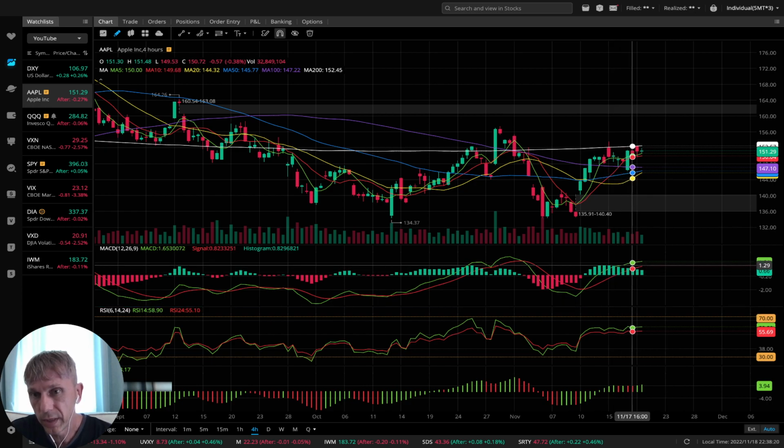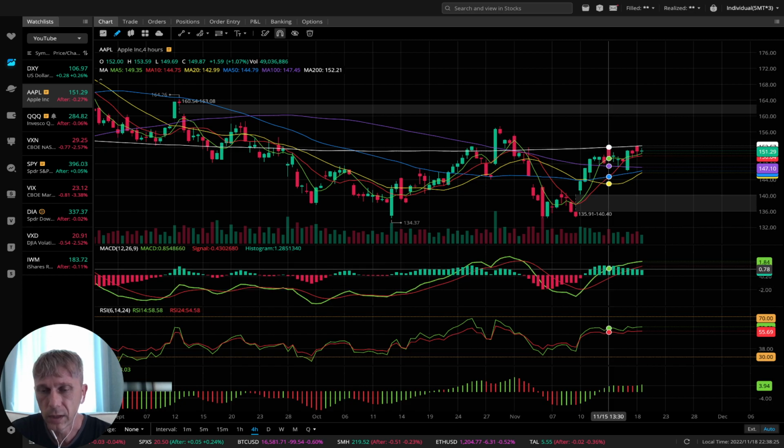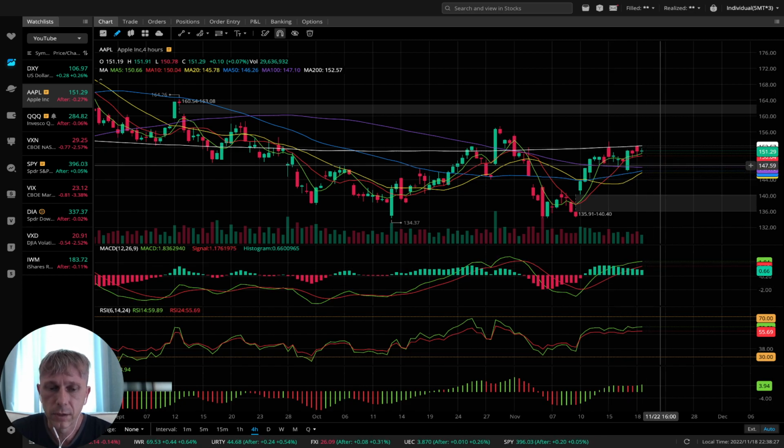Still bullish, but there is a bearish divergence on the histogram, on the MACD. Okay, now let's see what will happen on Monday.